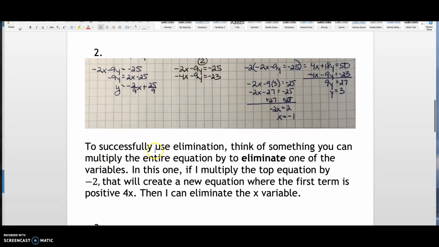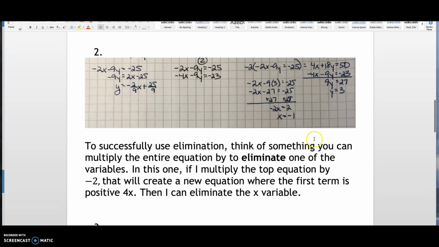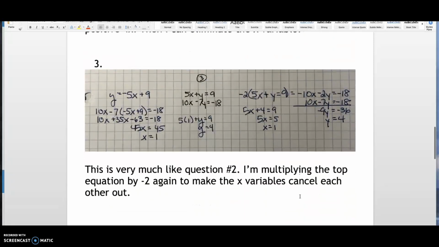To successfully use elimination, think of something you can multiply the entire equation by to eliminate one of the variables. In this one, if I multiply the top equation by negative 2, like I explained, that will create a new equation where the first term is positive 4x. I can then eliminate the x variable.